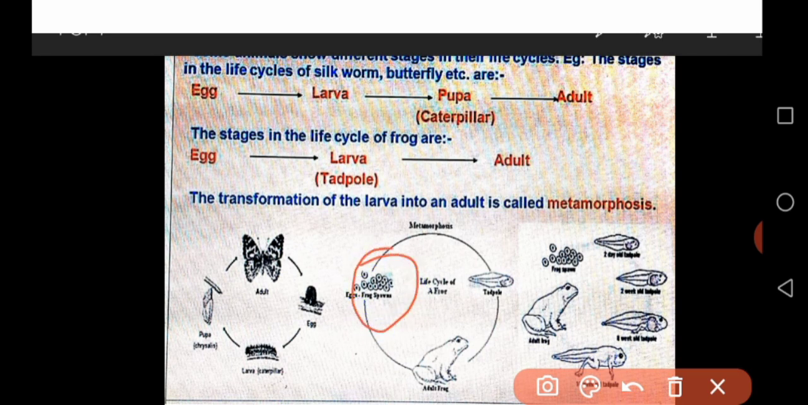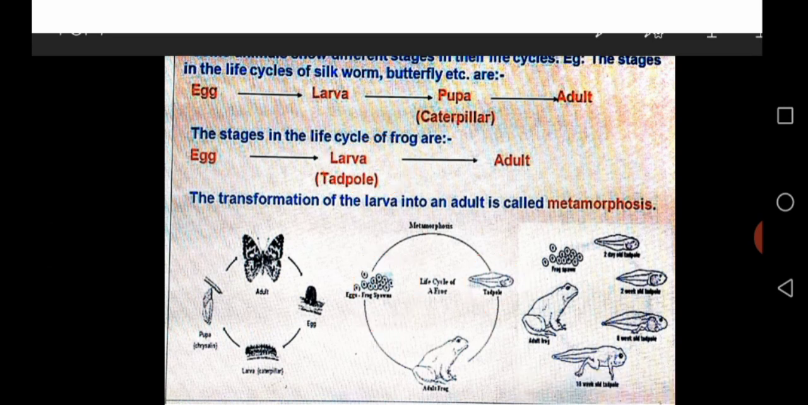After the formation of that egg, some maturation takes place, and finally that egg becomes the tadpole stage. Understand? After the tadpole, the tadpole stage of the frog is also called the larval stage. After the formation of the tadpole or larval stage, the last stage takes place in the frog, that is the adult frog.